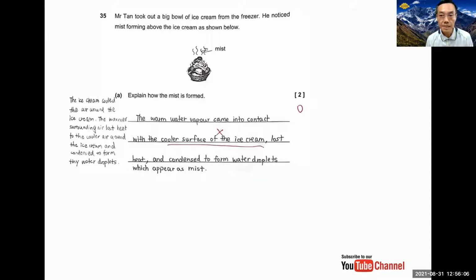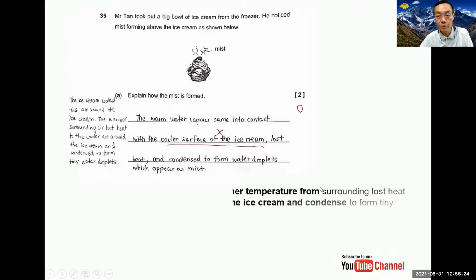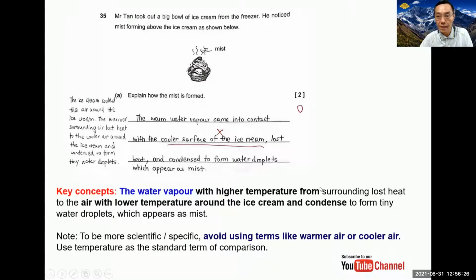But to be more specific, it's actually the warmer water vapor from the surrounding that came into contact with the cooler air around the ice cream, lost heat, and formed tiny water droplets. So we need to be very careful. So this is the model answer and the key concept which I believe the examiners are looking for.